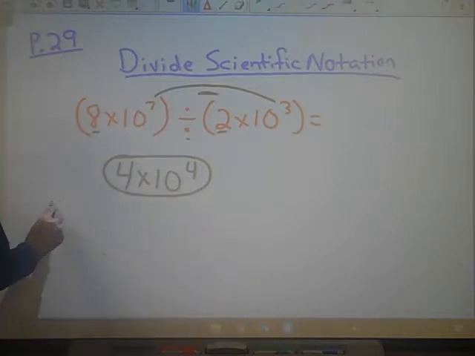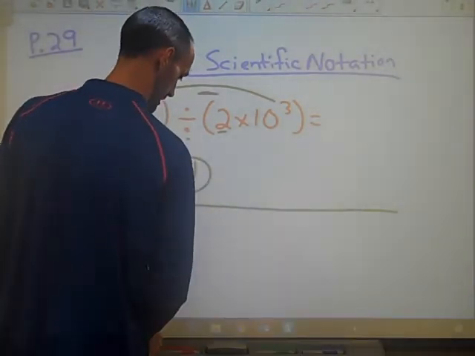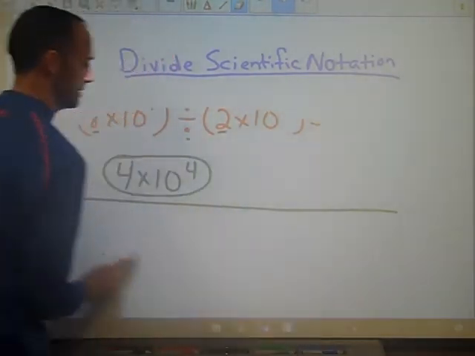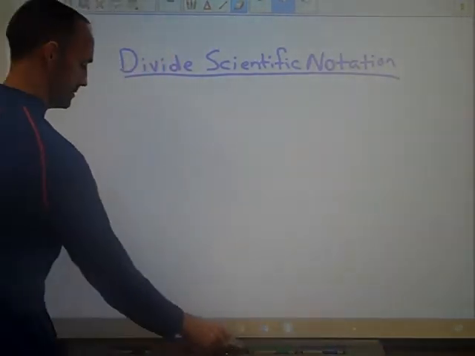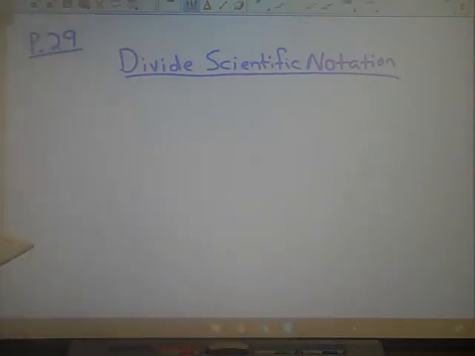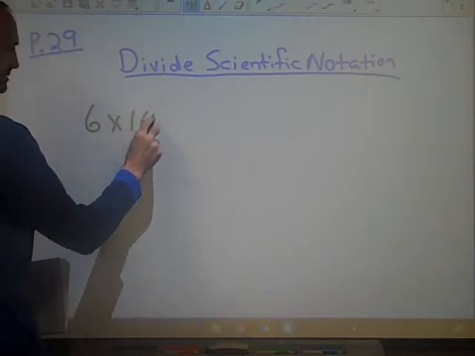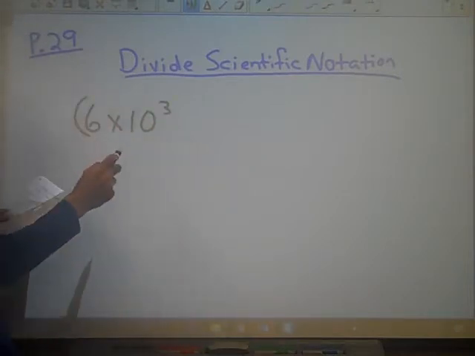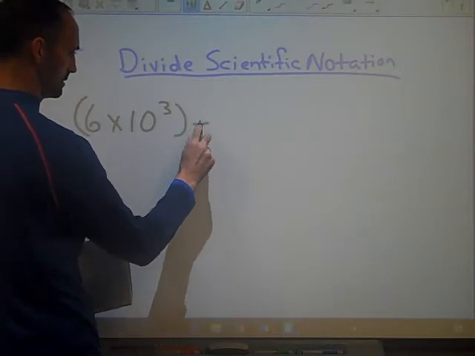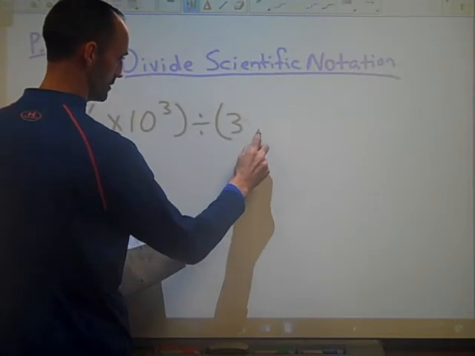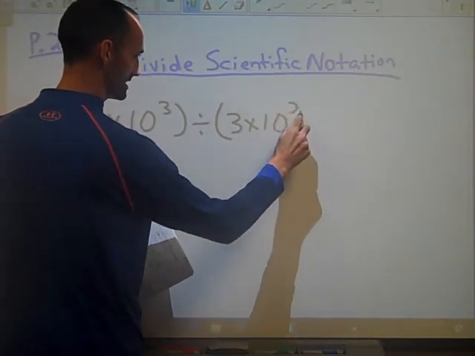So put a line underneath that, and then we're going to do a second example. Again, make sure you have all of that. Alright, so here's an example. We'll show you how this one works, and why it works like that with the exponents when we divide. So 6 times 10 to the 3rd divided by 3 times 10 to the 2nd.